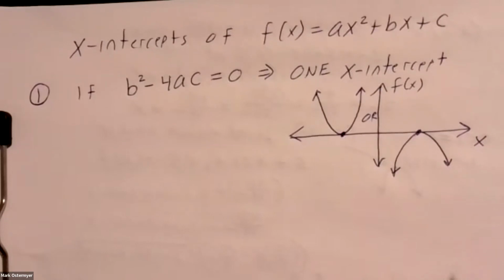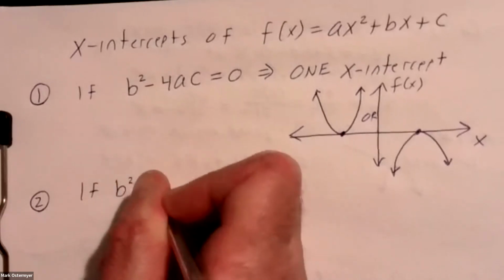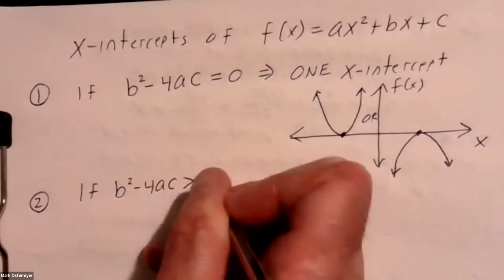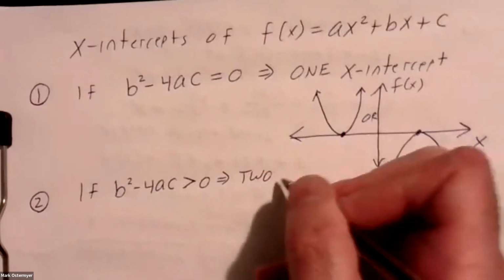That would have to be the scenario in that case. One x-intercept. Second possibility, if my discriminant b squared minus 4ac is greater than 0, then we're going to have, in this case, 2 x-intercepts. There will be 2.